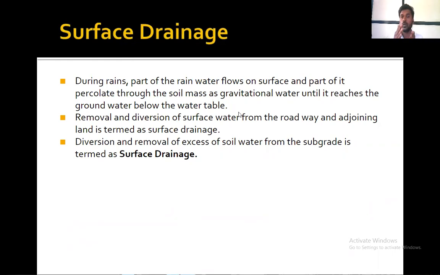Some of the water will percolate into the soil and form a seepage flow through the soil, until it comes in contact with the water table. So first we have to collect the surface water, and also the subsurface water. The system that collects the water on the surface is called the surface drainage system. If we collect the seepage flow, it is called subsurface drainage. So the diversion and removal of the excess soil water from the subgrade is termed the subsurface drainage system.